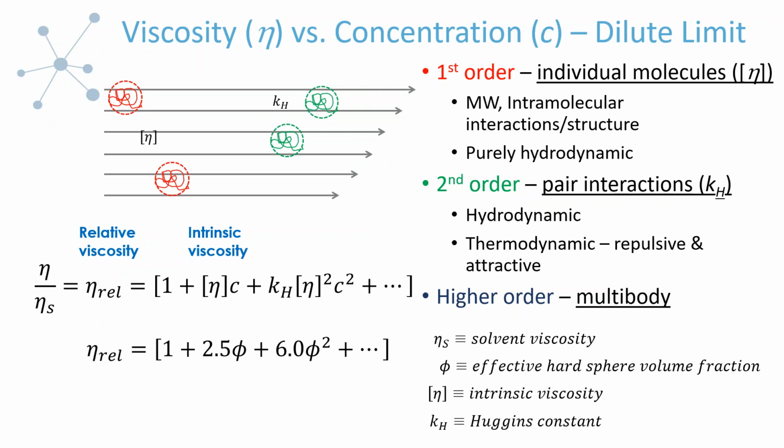And then, of course, as we go higher in concentration, average spacing goes down, and we start seeing the importance of pair interactions, both hydrodynamic and thermodynamic. And of course, if we were to include higher order terms, which you wouldn't do in this type of analysis, you would start then looking at these higher body or multi-body interactions. So here's where we start seeing some of these scaled viscosities come out.